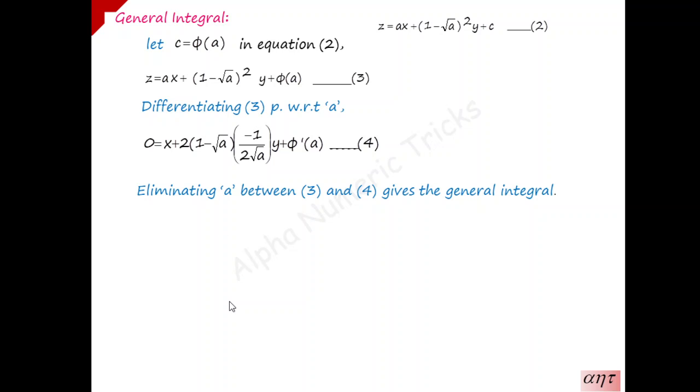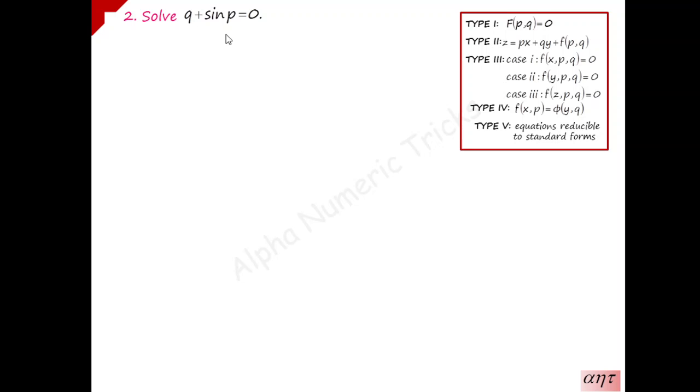√p + √q = 1. Next we will see the next problem. Solve q + sin p = 0. Here also, the two terms p and q only are present. So this comes under the first type of problem. So we have to write the complete integral for this.